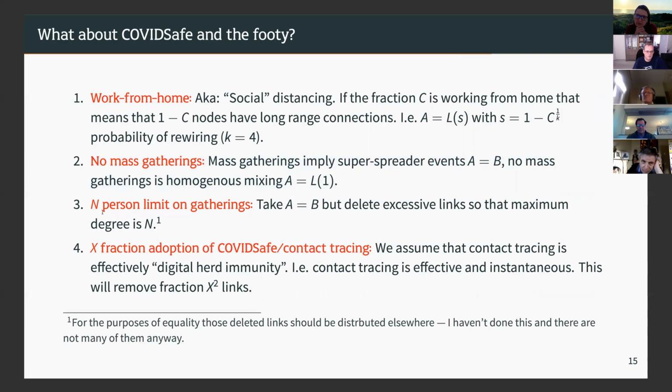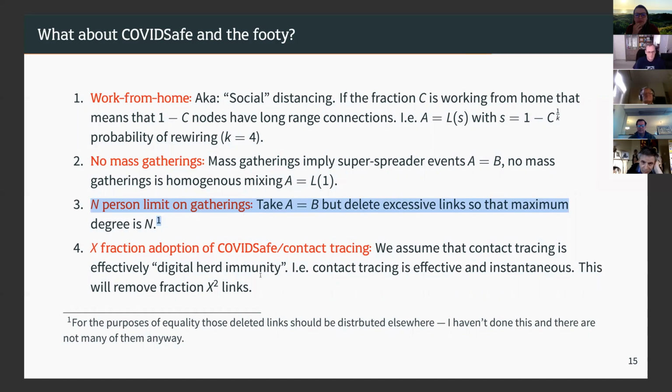Allow gatherings up to some certain size. Well, that's easy. We just take the scale-free network and we truncate it. So we identify nodes that are bigger than degree n, and we just throw away some of the edges. And so now we have gatherings up to 50 people, 100 people, whatever we want.